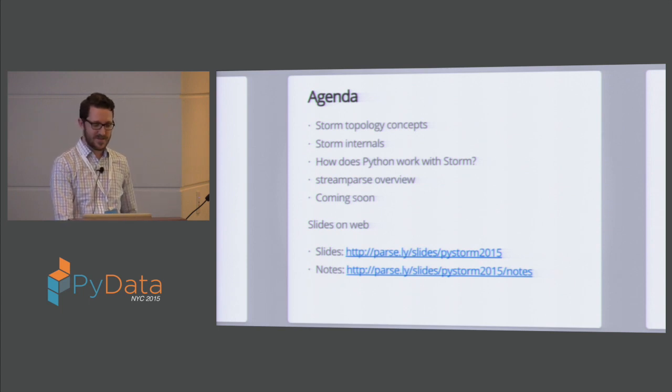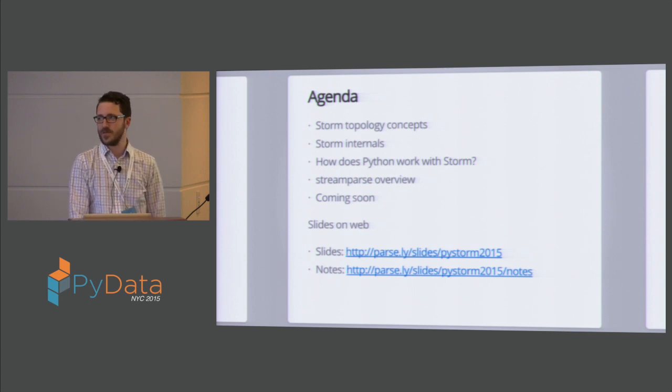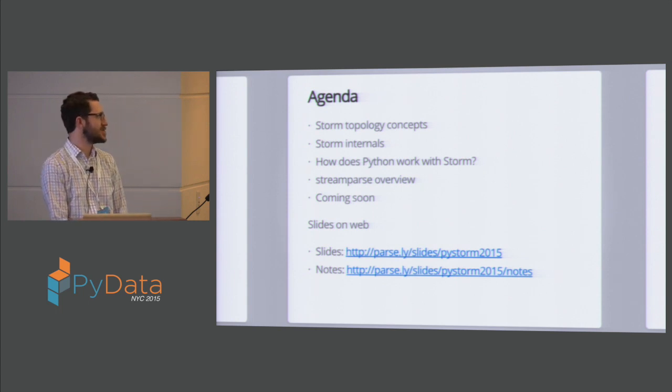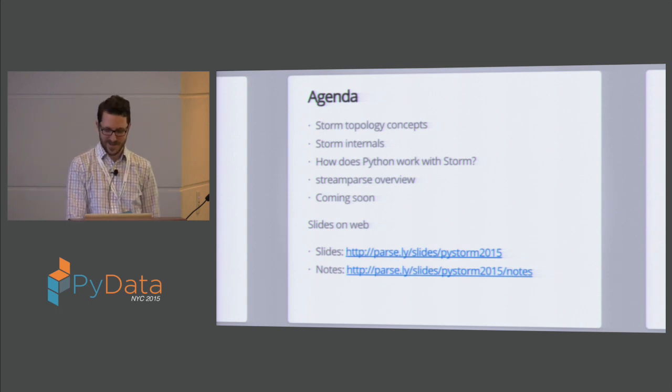So in this talk, I'm going to outline some basic concepts behind Storm and topologies, talk a little bit about the internals, because it's kind of interesting, and then talk about how we actually get Python to work with Storm, talk about how Streamparse came about and what the state of things are and where we're going next. And if you want to follow along at home, the slides are available at the URLs listed there. It's basically parsely/slides/PyStorm 2015.